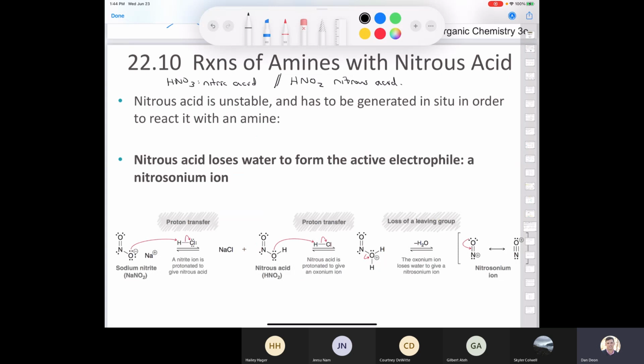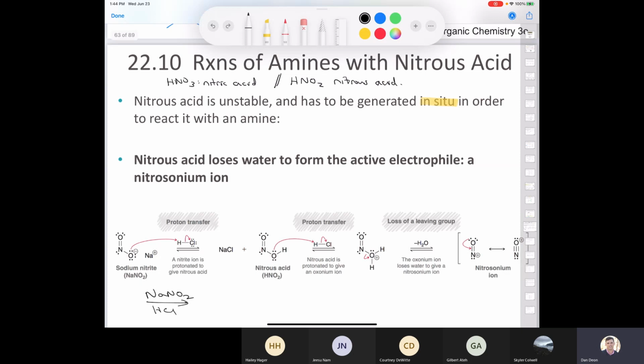It has to be generated how? In situ. There's that phrase coming up again. It's Latin, and it simply means all in the same flask. So how do you make nitrous acid? You actually combine sodium nitrite and HCl. In order to make nitrous acid, you combine sodium nitrite, the Lewis structure of which is shown here, and then you combine it with HCl. And you do a proton transfer to make nitrous acid.